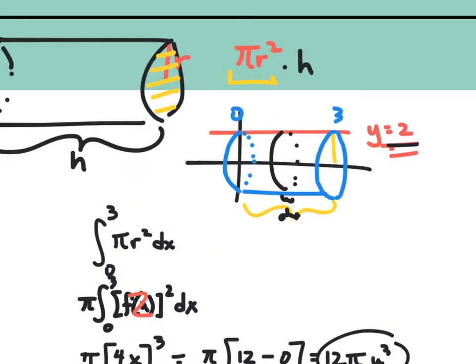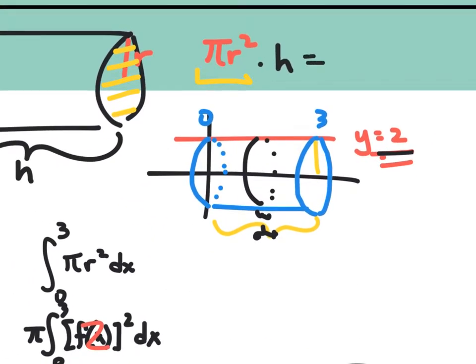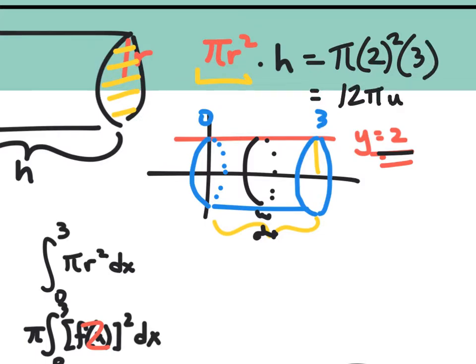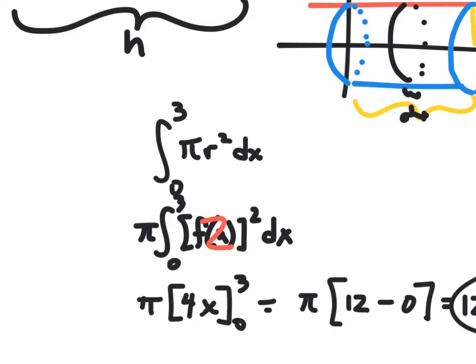Now let's go back for a second and look at what this would be using geometry. Our volume would be pi times r squared, which is 2 squared, times the height, which was 3. 2 squared is 4, 4 times 3 is, look at that, 12 pi units cubed. So this is our general form right here. We are going to use this when we do the disk method: take f of x, square it, take the integral from whatever our limits are, times pi.